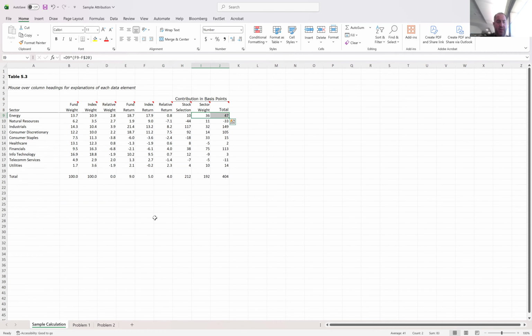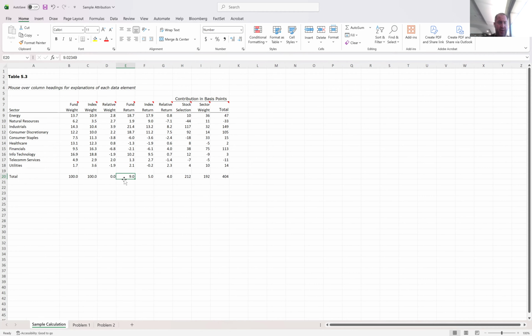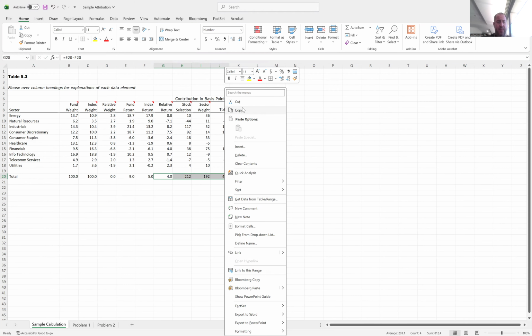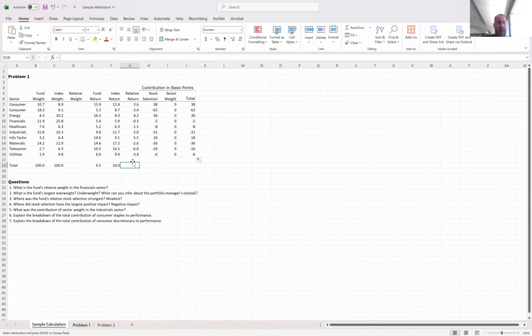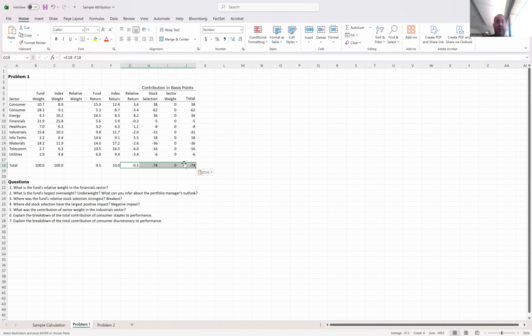From here, we probably want to gather these numbers as well. Those should be given the returns, and they are. So we're going to pull from the relative return. We're going to copy that, paste, and you can click into these to see what the individual formulas are. So we can see here in the sample problem one that it was a negative 74 basis point contribution, or underperformed by 0.74%.